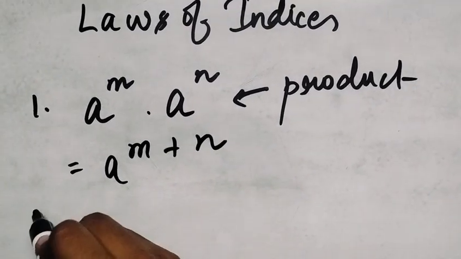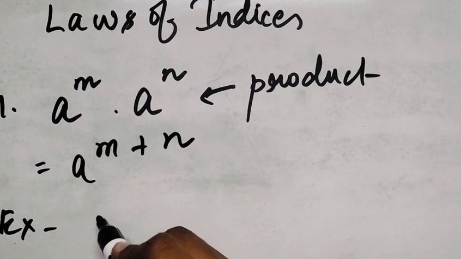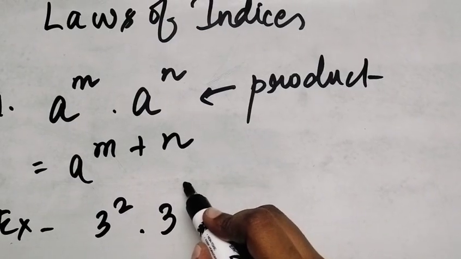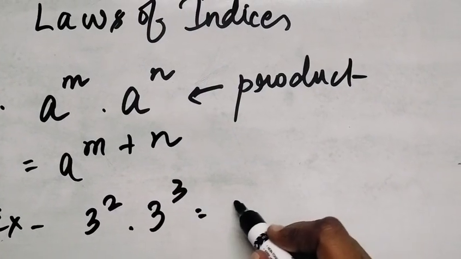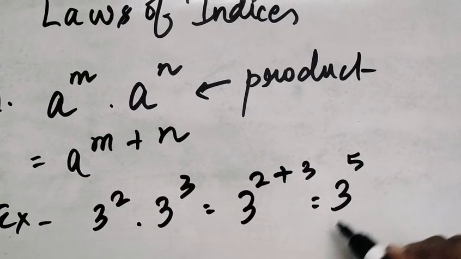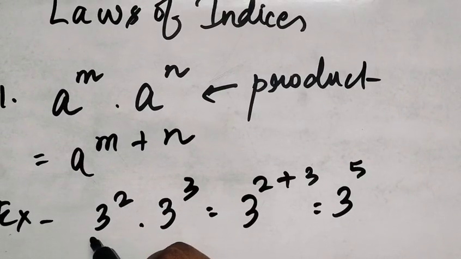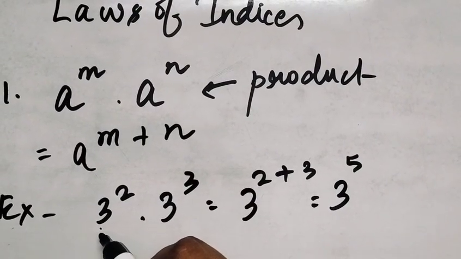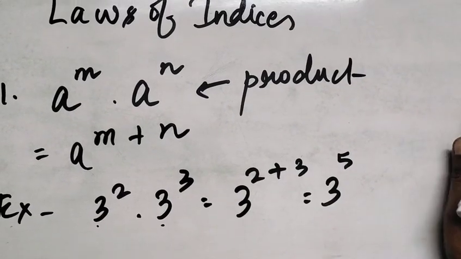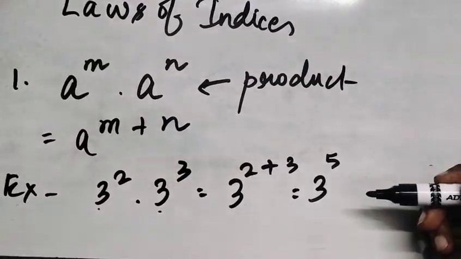Let's take an example. Consider 3 squared multiplied by 3 to the power 3. This is the same as writing 3 to the power 2 plus 3, which is 3 to the power 5. If you individually find the value of 3 squared, which is 9, and 3 cubed, which is 27, and multiply 9 into 27, the result is going to be the same as 3 to the power 5.